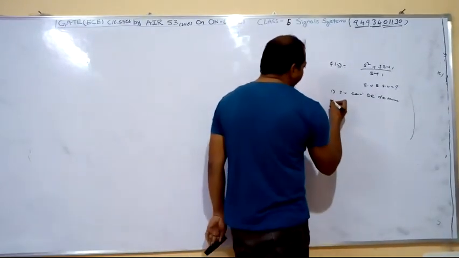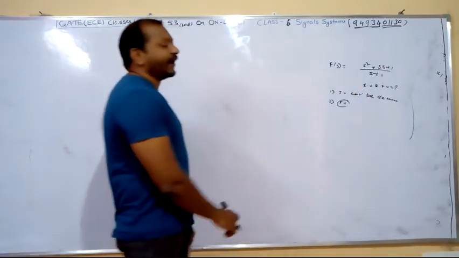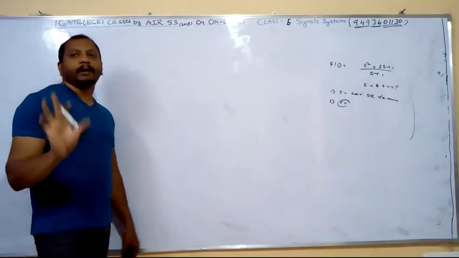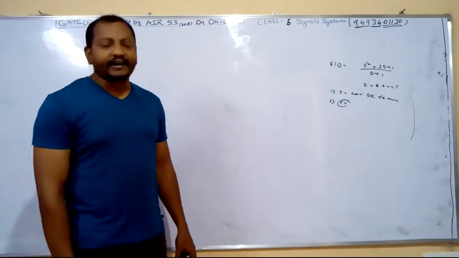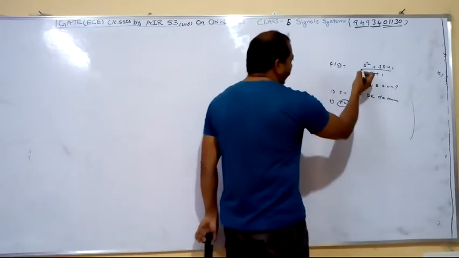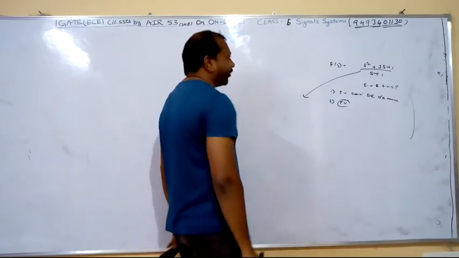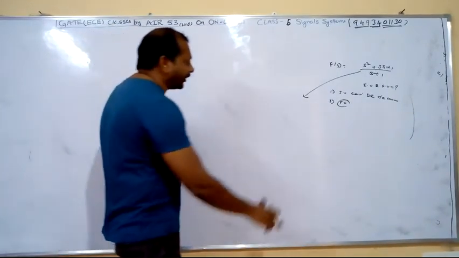Now for the final value, we have to verify whether the poles lie in the right half or not. If they do not, then we can directly apply the final value theorem. First of all, we have to calculate f(t). Even though you are having doubts, just calculate f(t). That's it.